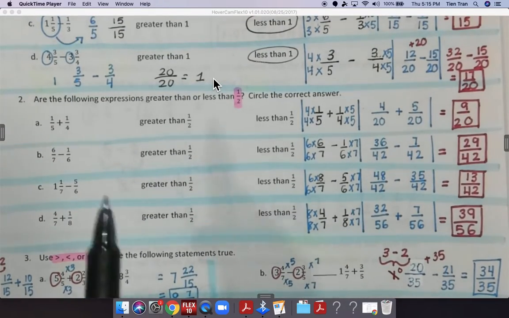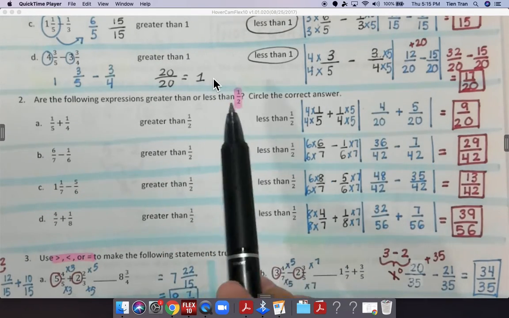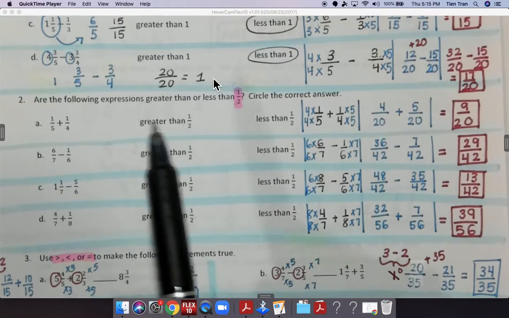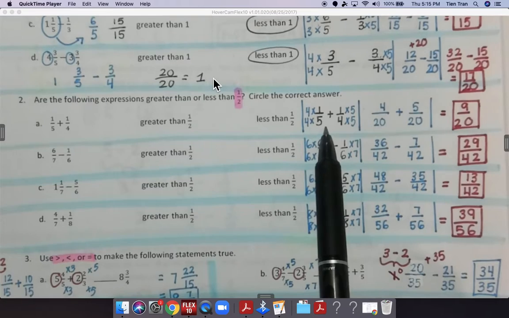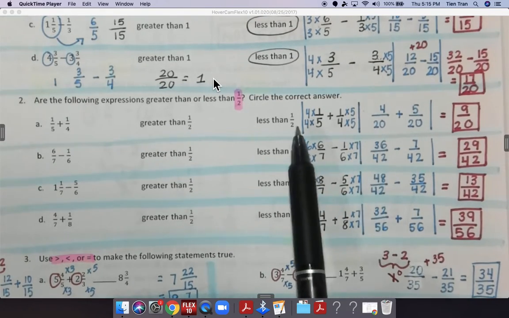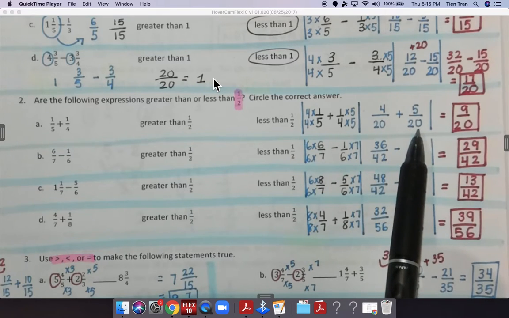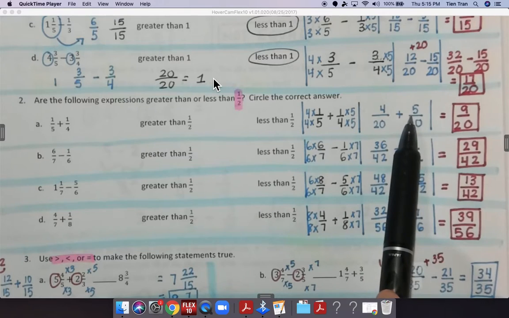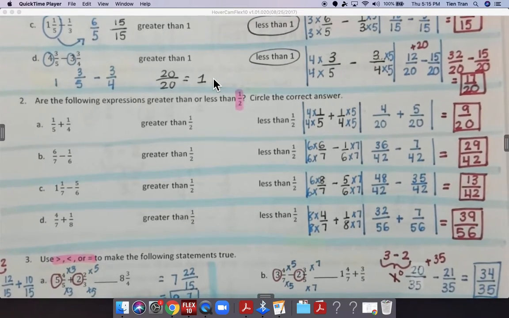For number 2, it says, are the following expressions greater than or less than 1/2? Circle the correct answer. So I have 1/5 plus 1/4. I added the numbers, I multiplied to find the common denominator. So 20 is my common denominator. 5 times 4 is 20, and 4 times 5 is also equal to 20. 4 times 1 is 4, 1 times 5 is 5. I add 4 plus 5, which is equal to 9, and I get 9/20.